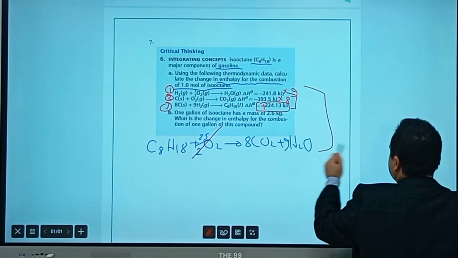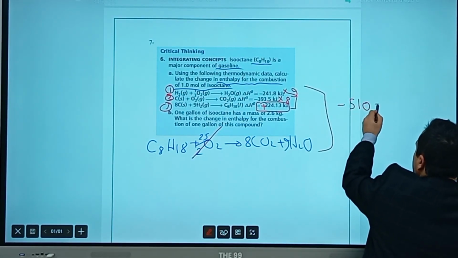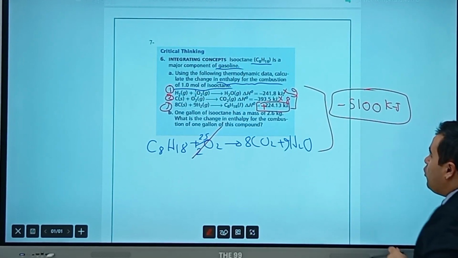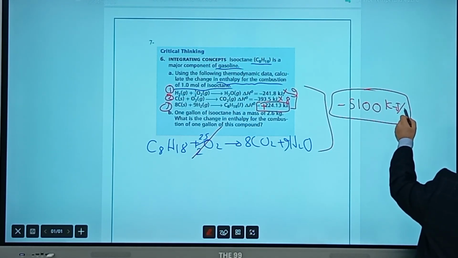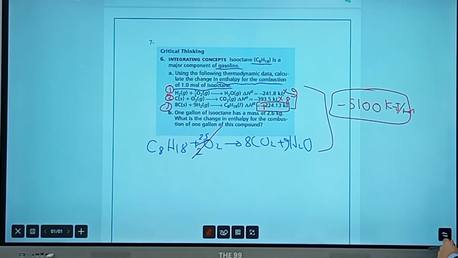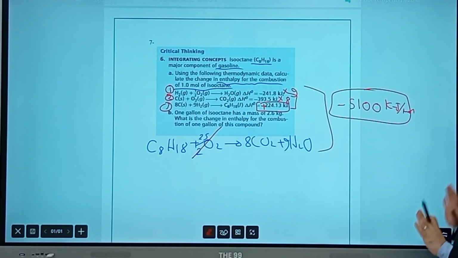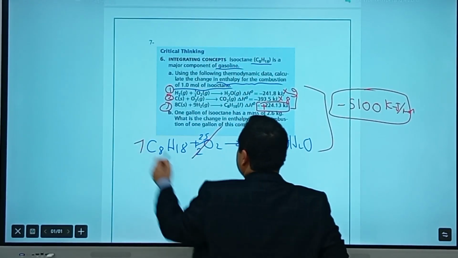I guess, as I remember, the summation is equal to minus 5,100 kilojoule. This will be the enthalpy of the reaction, or we can say in mole of the combustion, kilojoule per mole. This is part 1. We calculated the enthalpy of combustion of 1 mole of isooctane.